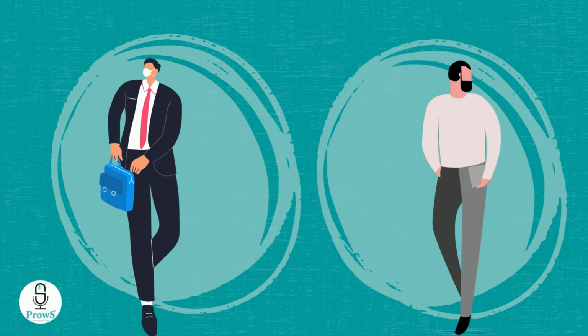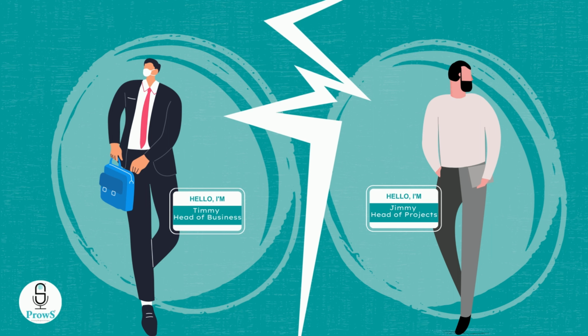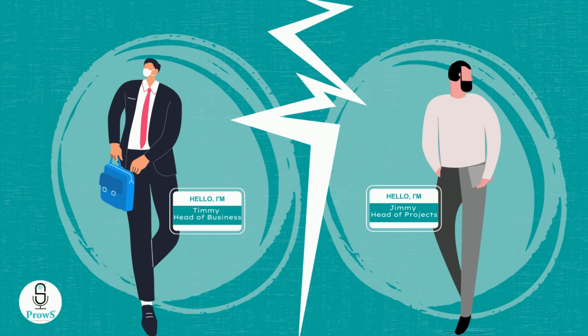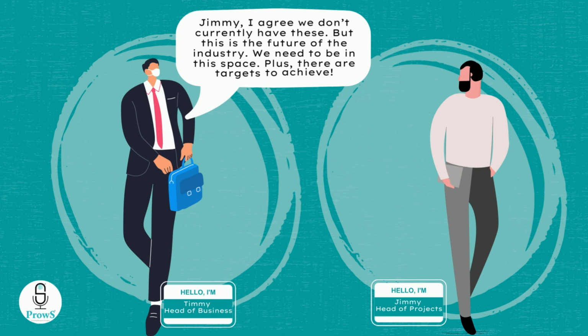Here's Timmy and Jimmy. Timmy is heading business, Jimmy is heading projects. They've locked horns over the same old sales versus project implementation fights. Jimmy is not happy that Timmy goes and agrees to everything that the clients ask, even though the company is not equipped to deliver those services. Now, Timmy is not exactly wrong. He agrees that the project implementation teams come under a lot of pressure because of such situations, but one, he has targets to achieve, and two, the company also needs to move forward to be able to cater to what the industry requires.